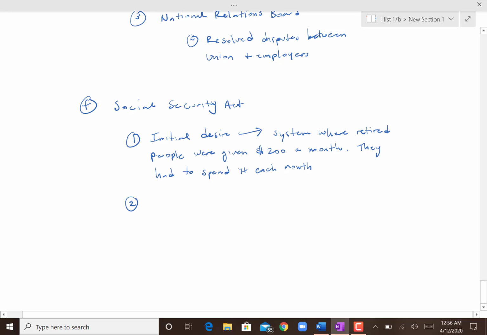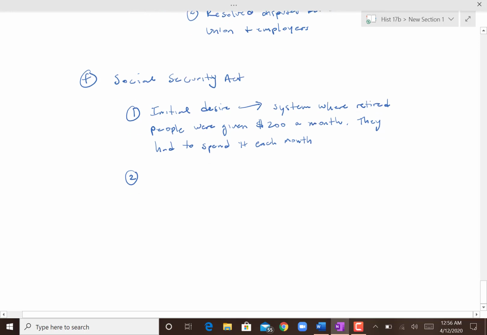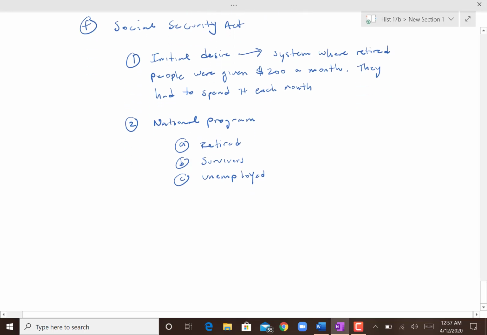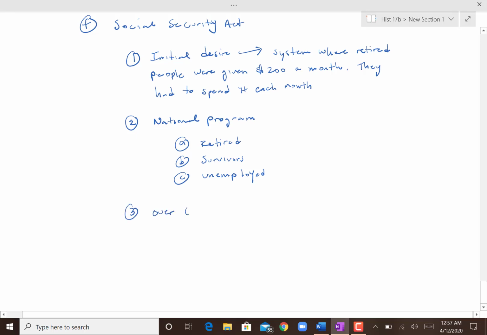Obviously, this helped start the idea of the Social Security Act, though, from that initial plan. And instead, they created the Social Security Act, which was a national program for people. There were a couple different groups. Obviously, it was retired and older people, but it also was for survivors and the unemployed. So it targeted, like I said, a couple different groups. People over 65 ended up getting $10 to $85 a month, depending on their wages before.